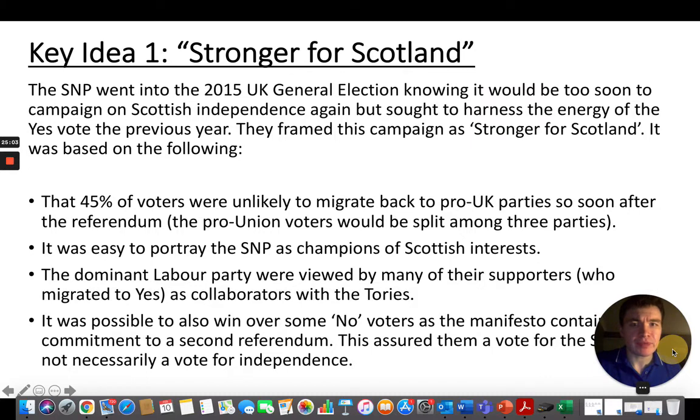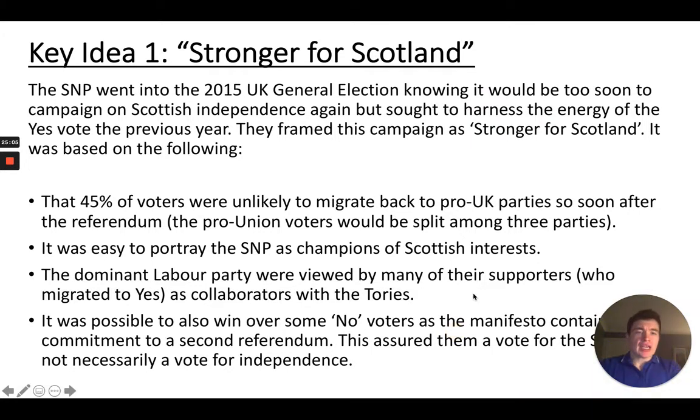Right, okay, so the first key idea that we're going to look at here is Stronger for Scotland. And I said at the outset, folks, that Stronger for Scotland is something that's broader than simply, say, independence for Scotland.